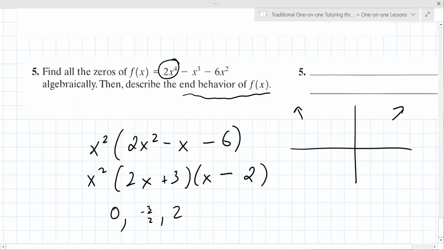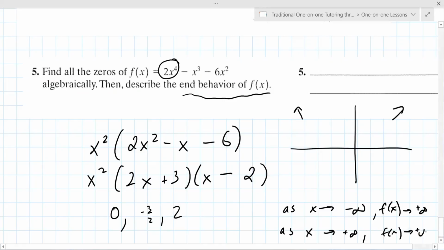So we can say something like, as x goes to negative infinity, so that's over here, f of x goes to positive infinity. And similarly on the right, as x goes to positive infinity, f of x goes to positive infinity.